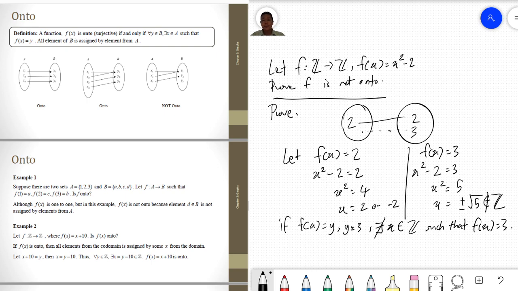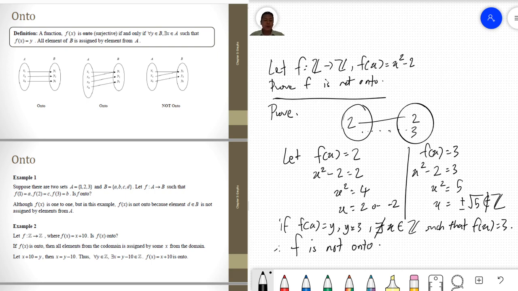If we want to prove by a counter example, you must choose a suitable one. If you choose f(x) equal to 2, it does not show that this statement is not onto. However, if you pick f(x) equals 3, you find out that x will be plus or minus square root of 5, which happens to be not an integer. Therefore, this f is not onto.